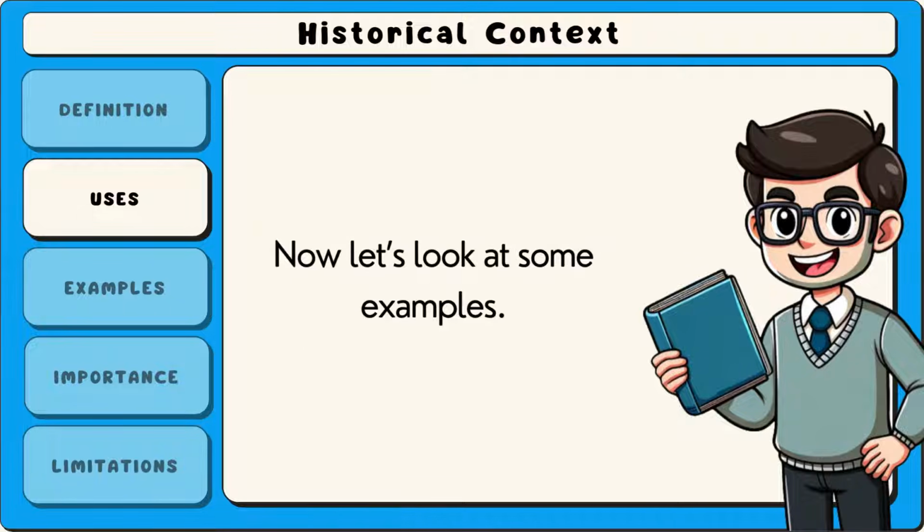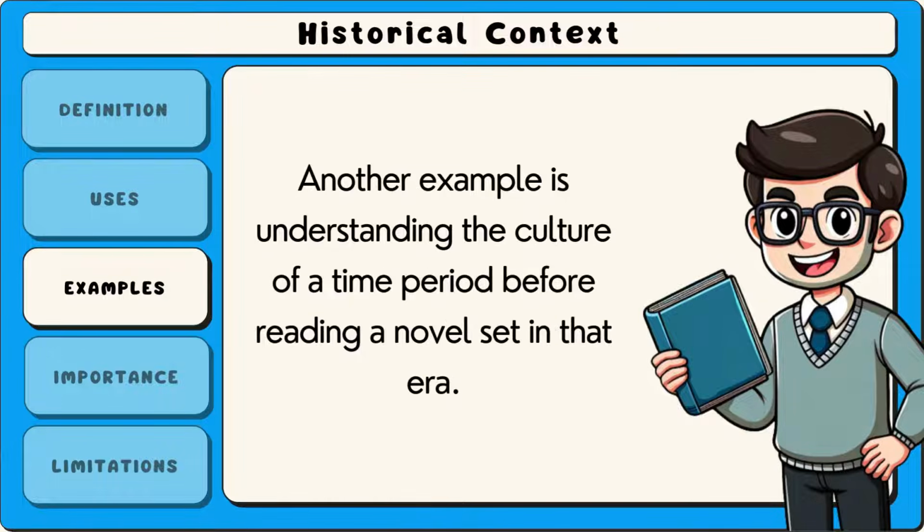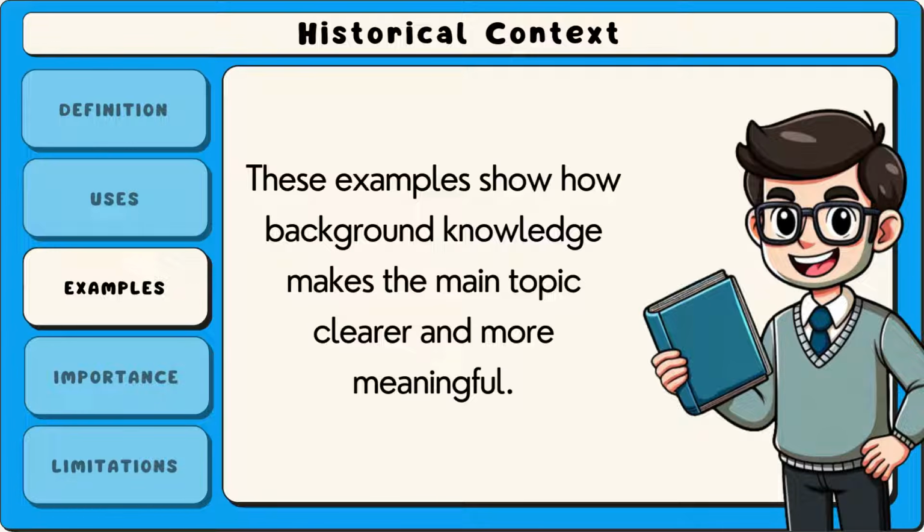Now let's look at some examples. One example of historical context is learning about the social and economic conditions of a country before studying a major law or reform. Another example is understanding the culture of a time period before reading a novel set in that era. A third example is looking at what was happening in science and technology when a big discovery was made. These examples show how background knowledge makes the main topic clearer and more meaningful.